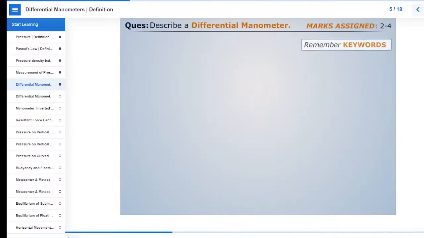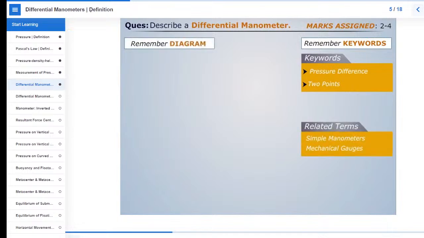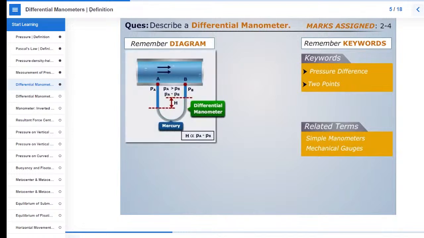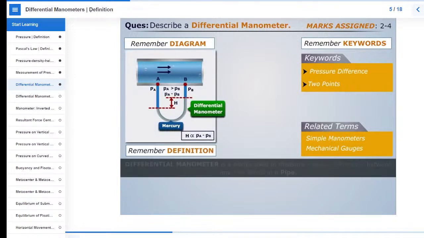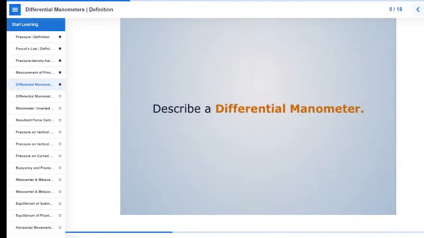Question. Remember keywords. Related terms are remember diagram, remember definition, useful information. Describe a differential manometer.